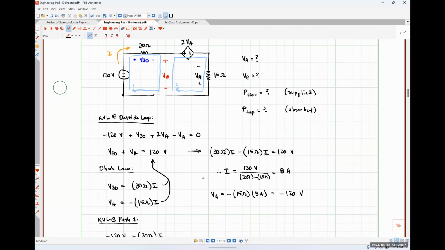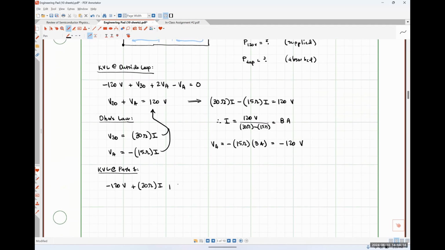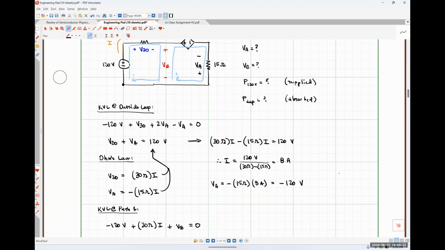And the next thing I see is the voltage drop VB, and I see the positive polarity terminal first. So I'm just going to have plus VB is equal to 0. So even though there's not any current flowing through the middle of this circuit, because I've defined a voltage there as a potential difference between those 2 points, it can be part of a KVL equation.